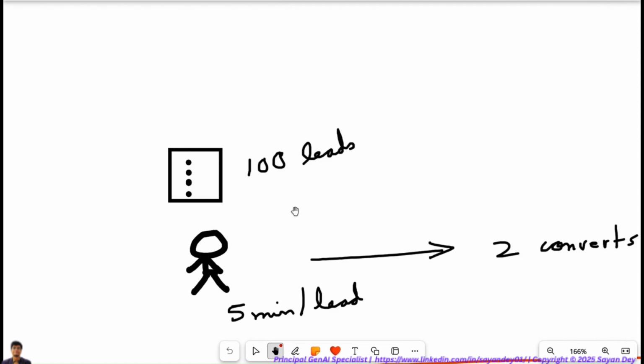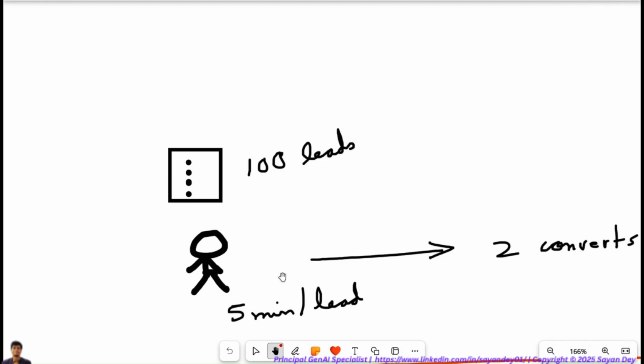Now, because the process is very inefficient, you end up getting only two converts. That's the problem. So look at the cost of the process. You are effectively spending 500 minutes, and 500 minutes is a lot of time. 240 minutes is 4 hours, and 480 minutes is 8 hours. So approximately 8.5 hours you're spending to complete these calls.